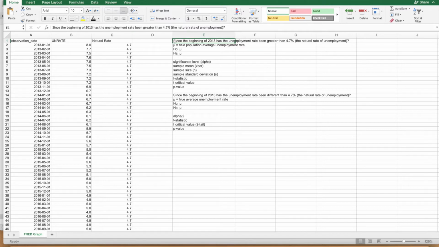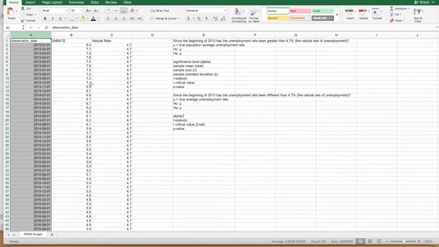So you notice that I changed this a little bit from the question in the notes because I looked it up, and the Federal Reserve, 4.7% is currently what the Federal Reserve considers what's called the natural rate of unemployment. So I decided to go ahead. We might as well use the most up-to-date data if we can. So now we can ask this specific question that's from the real world.